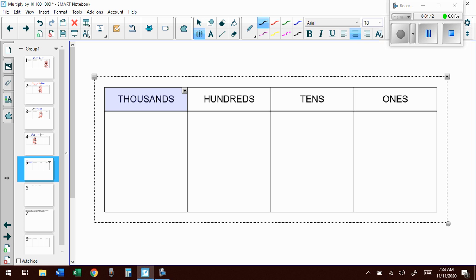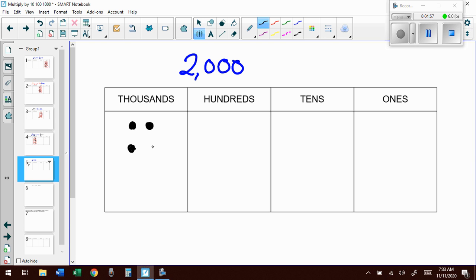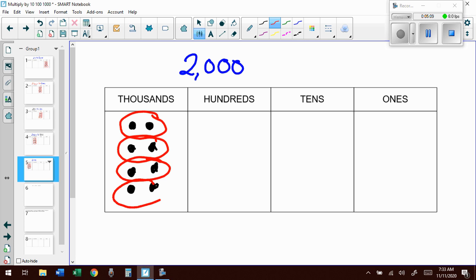And lastly, if we do that in the thousands place, what's going on here? If I have 1,000, 2,000, I want to do that 4 times: 1 2000, 2 2000, 3 2000, 4 2000. I took that 2000 4 times, and I have 1000, 2000, 3000, 4000, 5000, 6000, 7000, 8000.